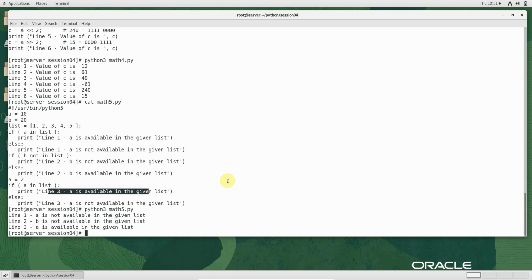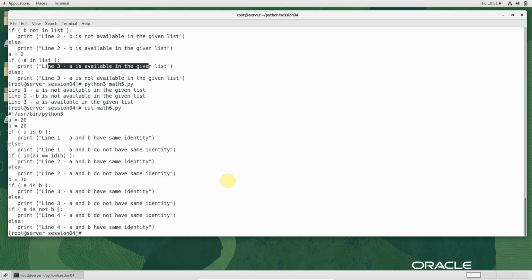So these are the operators which we discussed in the previous session. These examples cover all those programs, the mathematical operators, which we discussed yesterday. And this is identity.